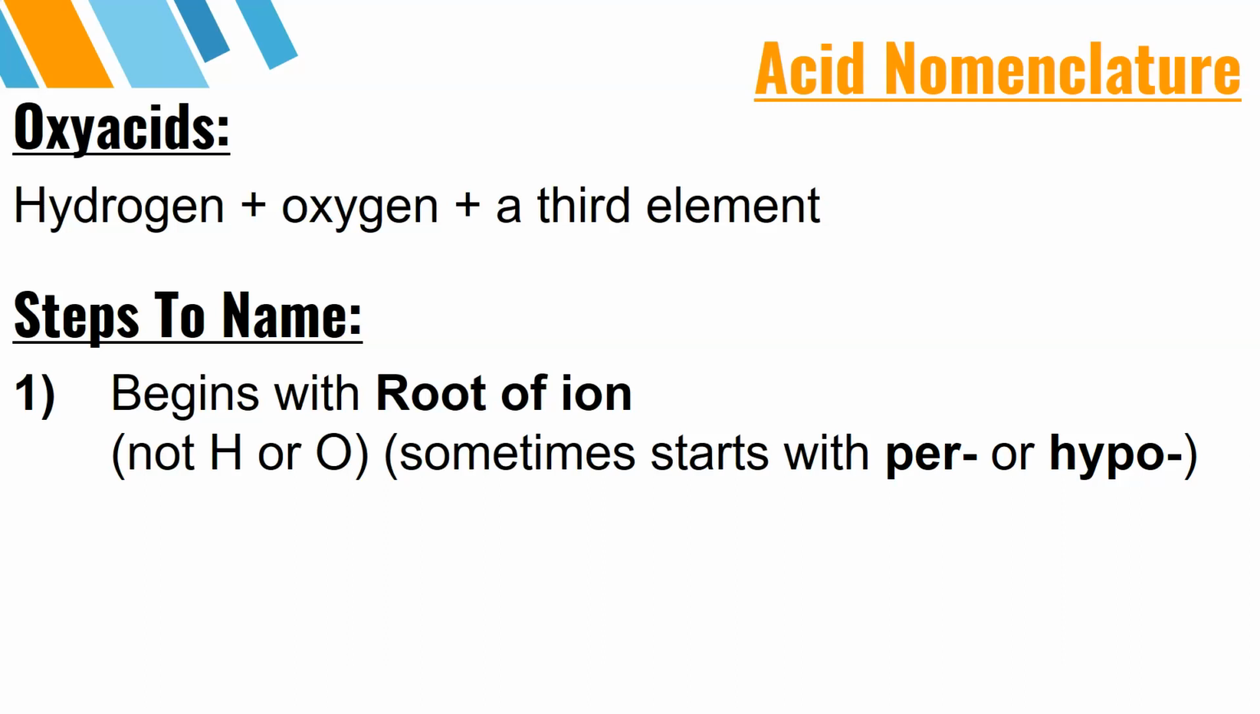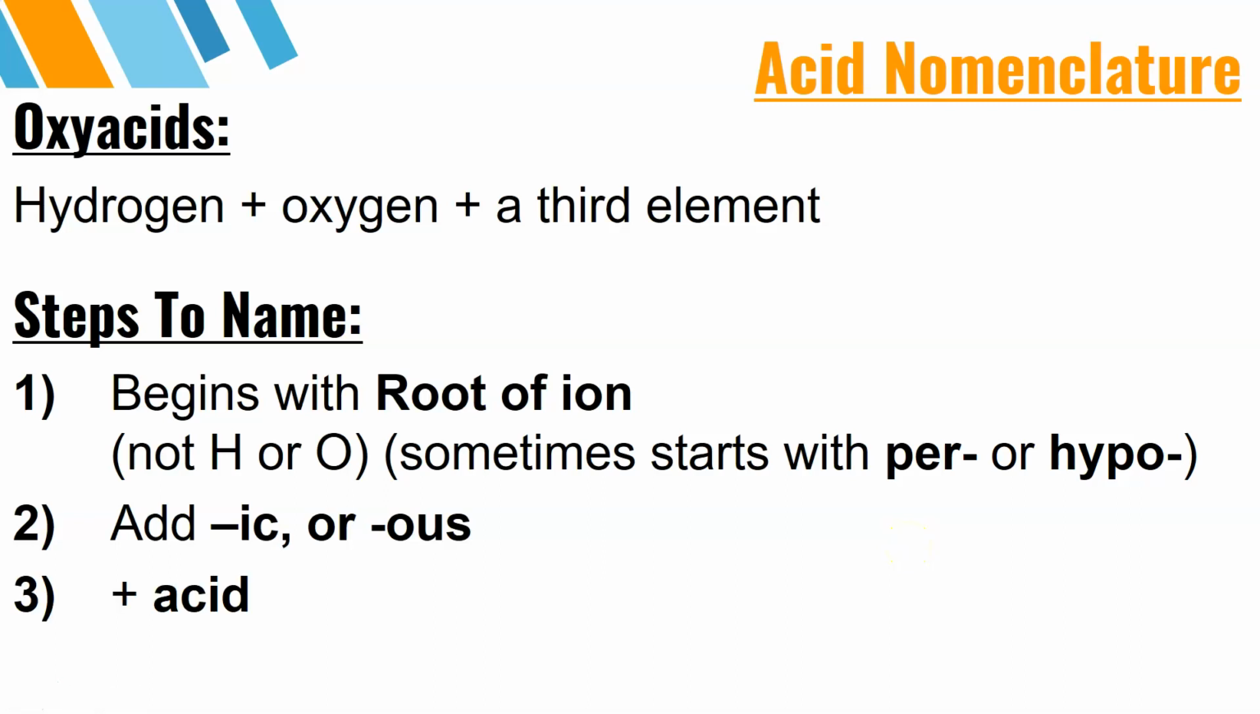You're not starting with hydro this time, okay? You may have some prefixes like per or hypo that you have to work with. And the endings are going to be things like ic or us. The way we get these prefixes and these various endings is based on a pattern that I'll show you on the next slide. You'll then, just like before, end the name by adding the word acid.